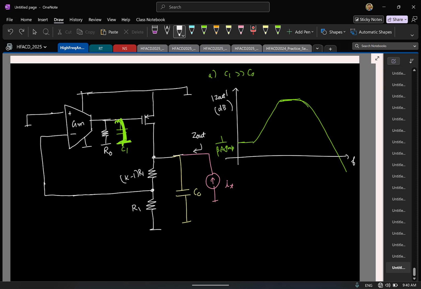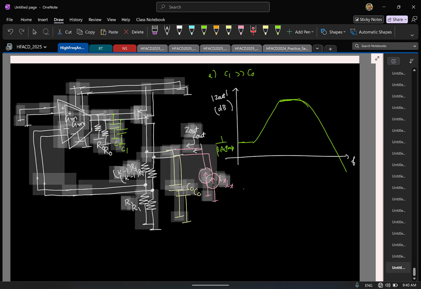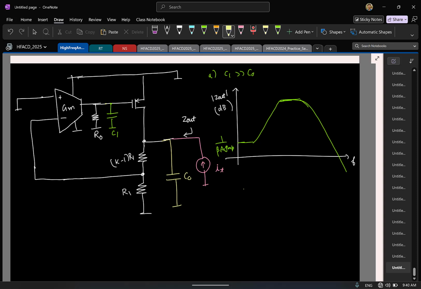So now let's look at the second case where I am trying to compensate the loop by putting a really large capacitor at the output. So which means I am considering a case where C0 is much greater than C1. So again, at low frequencies it's going to be small, right? Now we keep increasing frequencies. Which cap will start to act like a short circuit first? C0. So what will happen to the output impedance now? It will start to drop.